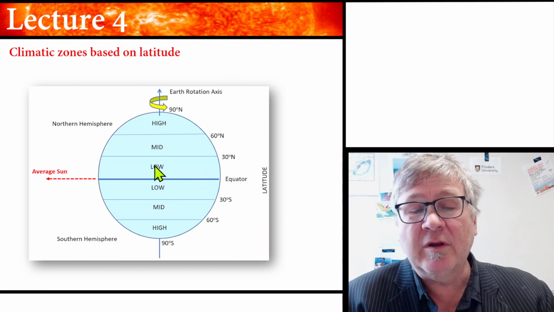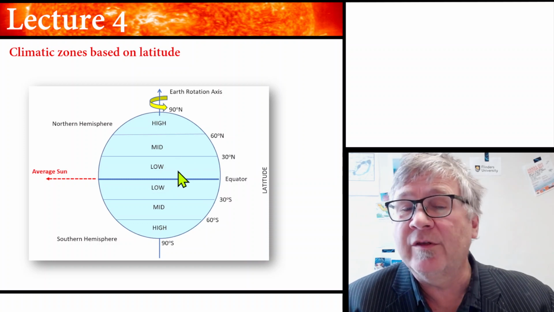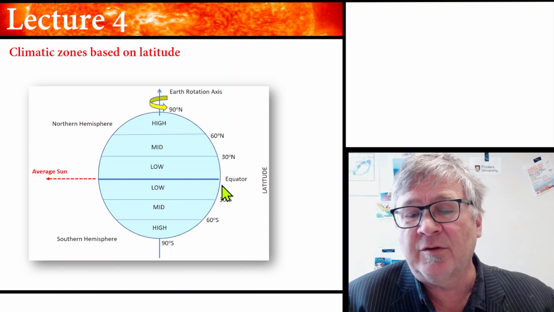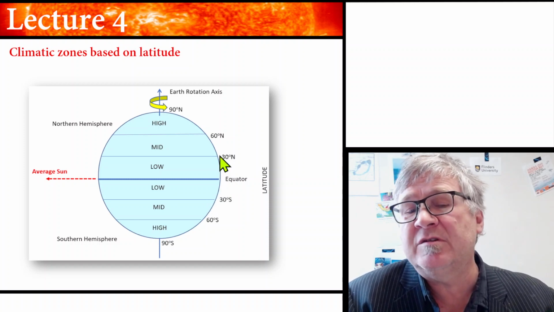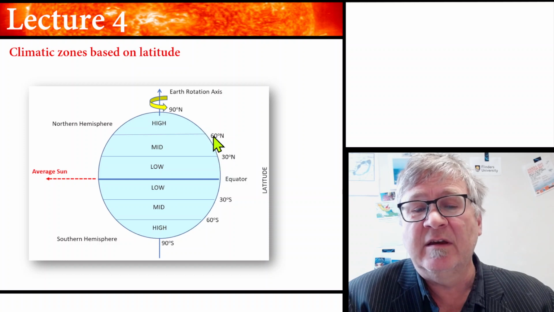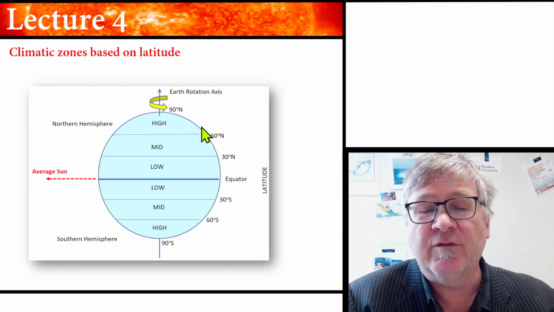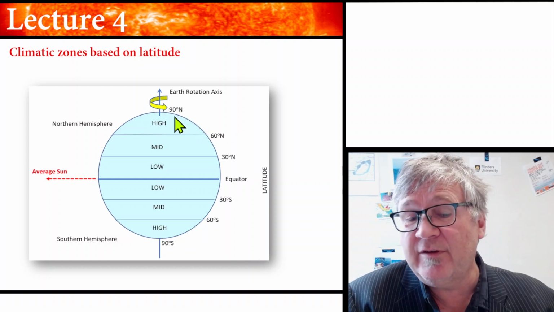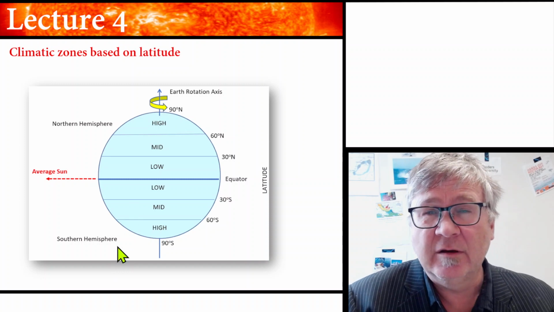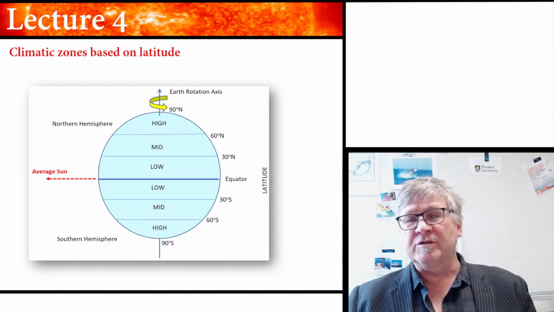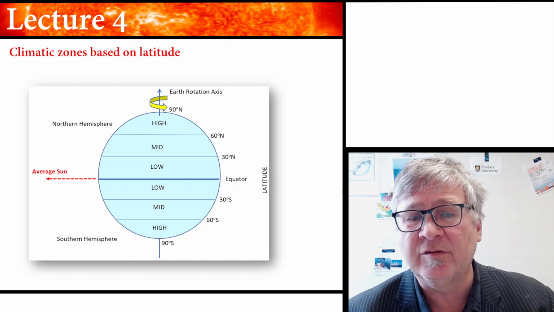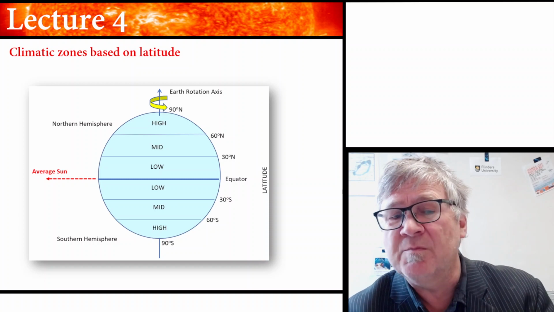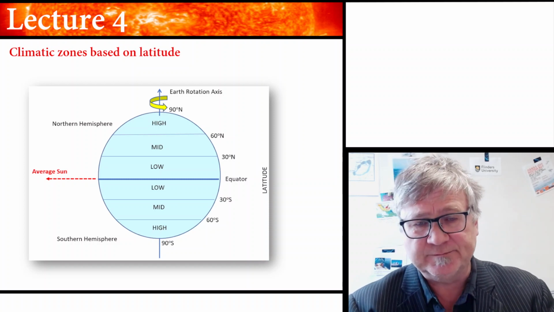We have low latitudes both in the northern and in the southern hemisphere, from the equator to 30 degrees north, equator to 30 degrees south. We have the mid latitudes from 30 to 60 degrees, and we have the high latitudes from 60 to 90 degrees. Okay, and we have the northern hemisphere and we have the southern hemisphere. And these words are often used when we talk about low latitudes, high latitudes, mid latitudes. And from now on, you have to know what is meant by these terms.